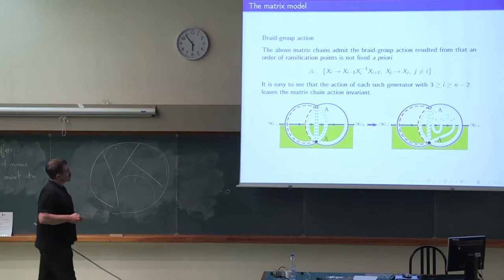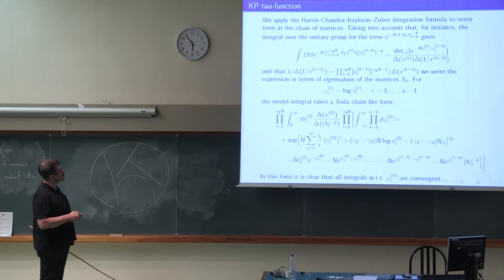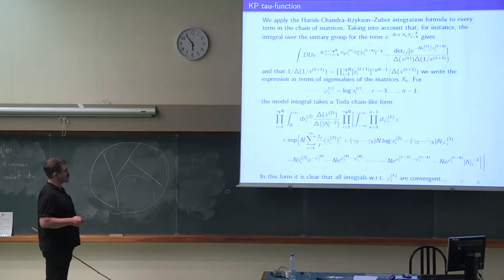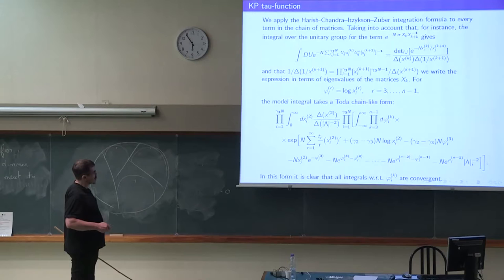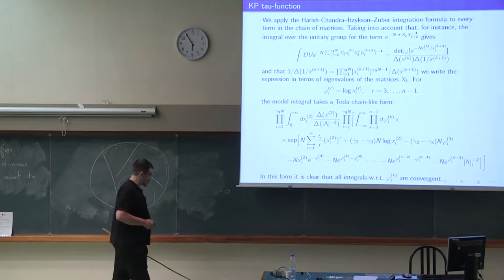Next, using this Harish-Chandra-Itzykson-Zuber integration, we can express everything in terms of eigenvalues of the corresponding matrices. So if I do some simple transformation with the Vandermonde determinants and also introduce some logarithmic quantities, then I can rewrite the same model in what is called a Toda chain-like form, which contains a Vandermonde of the first set of variables, a Vandermonde of the external matrix, and all the rest is described by this n minus two-fold integration, whereas these phis, you see, in the exponential constitute an action of a Toda chain type.